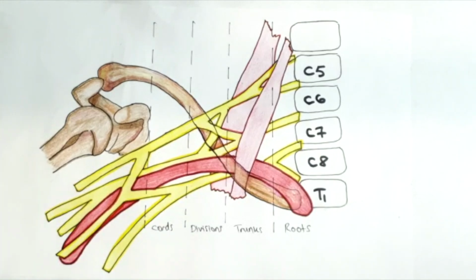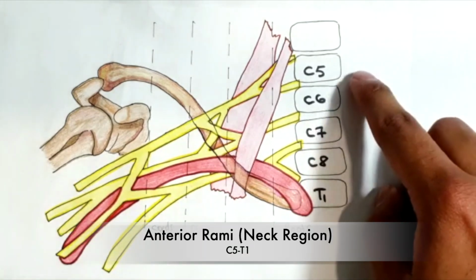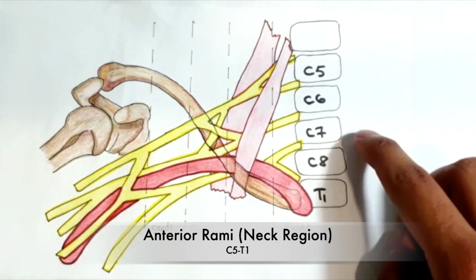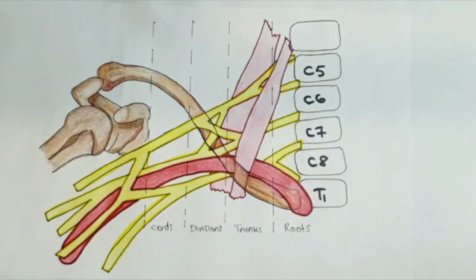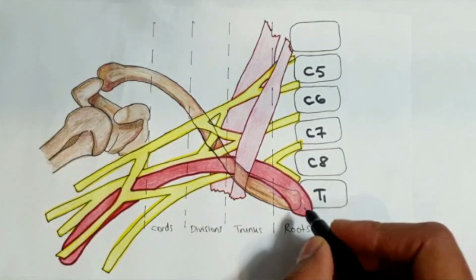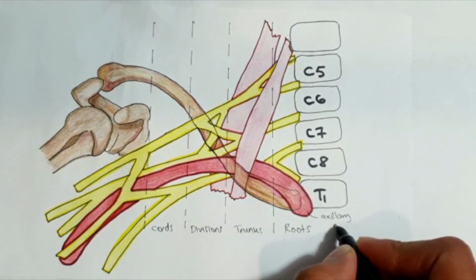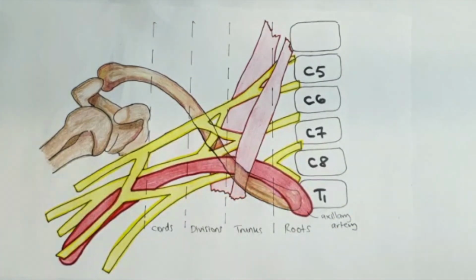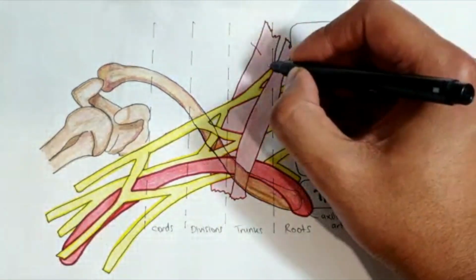Now, the brachial plexus arises from the anterior rami of spines C5, C6, C7, C8, and T1. This is the area of your neck. The brachial plexus is related to this structure over here known as the axillary artery, as well as passes through the two scalene muscles.